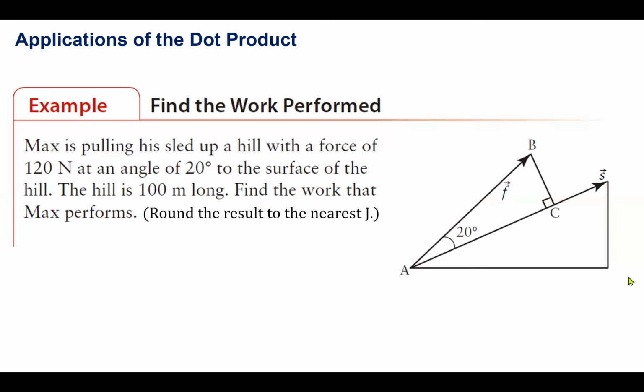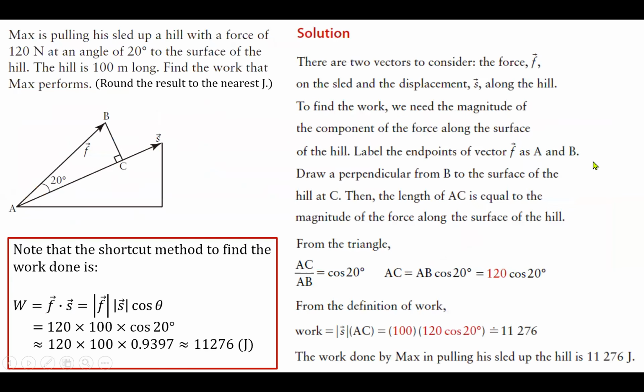Okay, have you finished? Let's have a look at the solution together. Okay, there are two vectors to consider, right? The force F on the sled and the displacement S along the hill. Remember in physics, to find the work, we need the magnitude of the component of the force along the surface of the hill. Then we can label the endpoints of vector F as A and B. Draw a perpendicular from B to the surface of the hill at C. Then the length of AC is equal to the magnitude of the force along the surface of the hill.